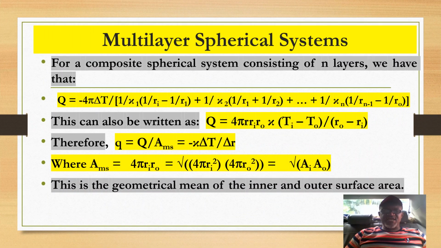Now, for multi-layer, we are seeing the same thing again. Minus 4 pi delta T divided by the resistance, depending on how many composite bodies that we have. And we did the same treatment again to get the mean, the geometrical mean of the inner and outer surface area.